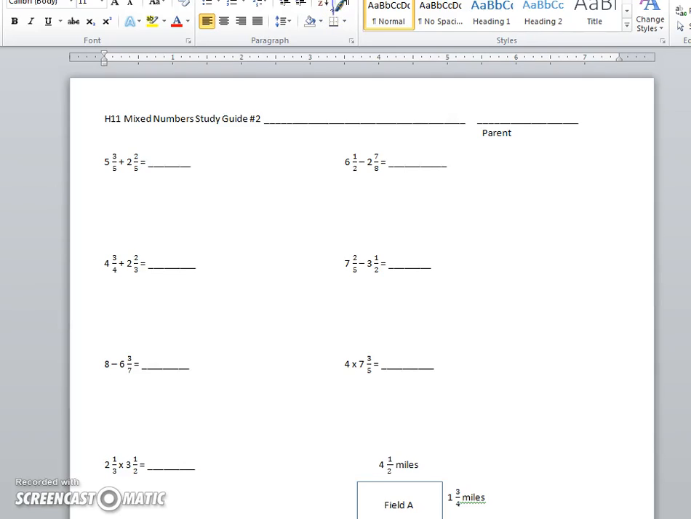Second version of the study guide. I need to change these to improper fractions first. 5 times 5 is 25, plus 3 is 28. So I got 28 over 5, plus 5 times 2 is 10, plus 2 is 12, 12 over 5. I don't need to do anything with the denominators because they're already the same, so I'm just going to add. I got 40 over 5, and when I divide 40 by 5, that comes out nice and even as 8.